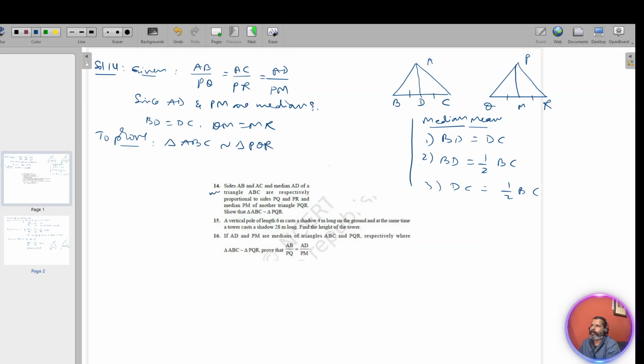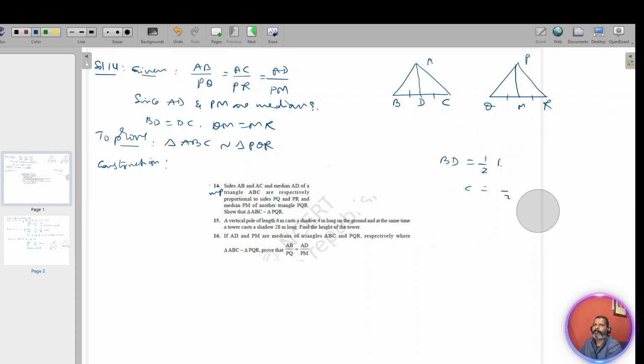This is an important question. Coming to construction, we need a construction here. What is the construction? Just check. I'll remove these parts. What construction do we need? We have to extend AD to E, join CE and BE. CE and BE. Similarly, we do in the PQR triangle.